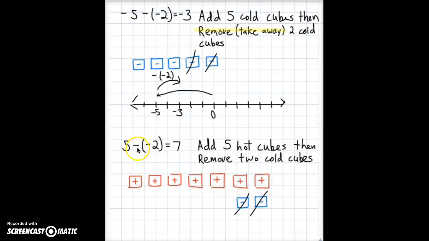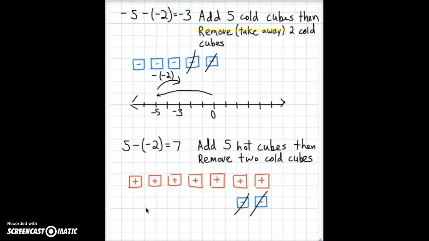You may notice that this shows how subtracting a negative is the same thing as adding a positive. 5 minus -2 is the same thing as 5 plus 2. Actually, let me correct that. Subtracting a negative has the same result as adding a positive. When you're subtracting, you have to show, or show understanding, that you're taking something away.